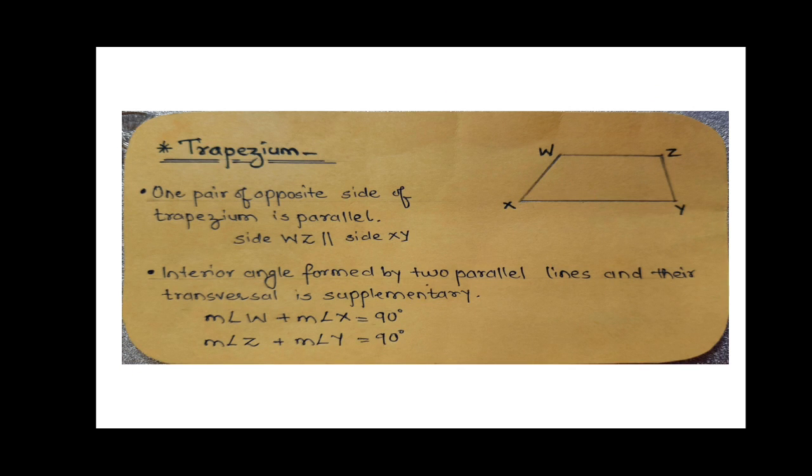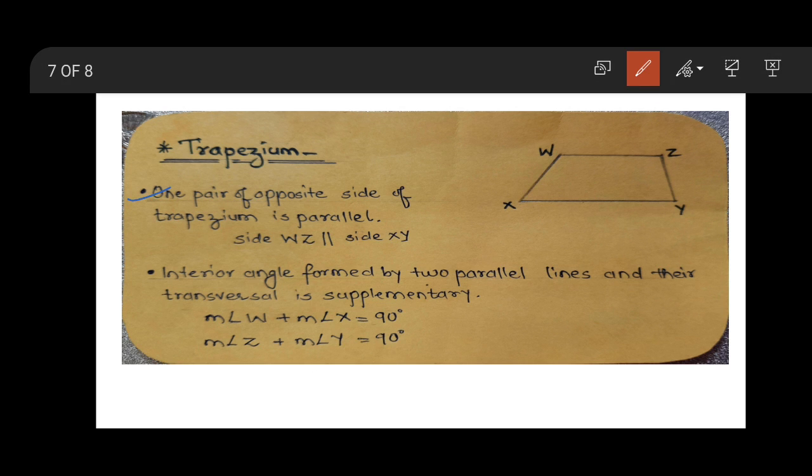The next is trapezium. Observe the figure. Here, one pair of opposite sides of a trapezium is parallel. It means WZ is parallel to XY. Side WZ is parallel to side XY. Apart from it, the property of a trapezium is regarding interior angles. Interior angles mean angle W and angle X. The other pair of interior angles is angle Z and angle Y.